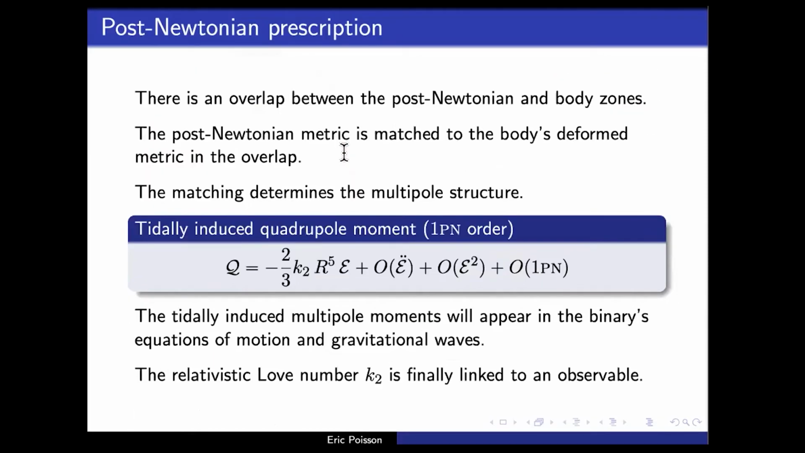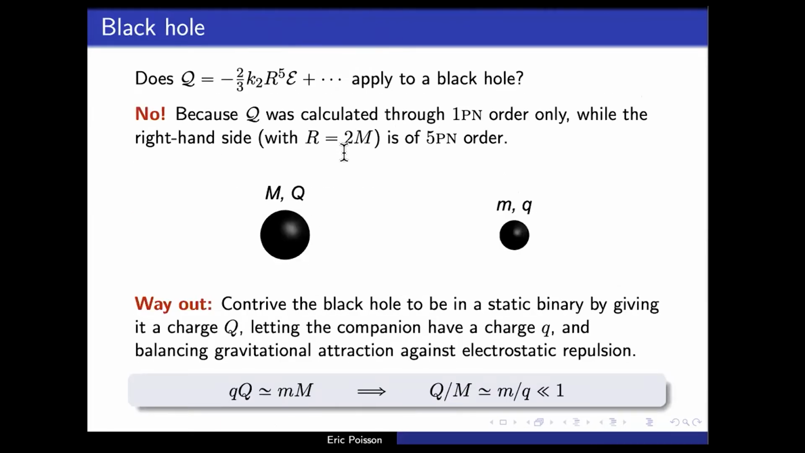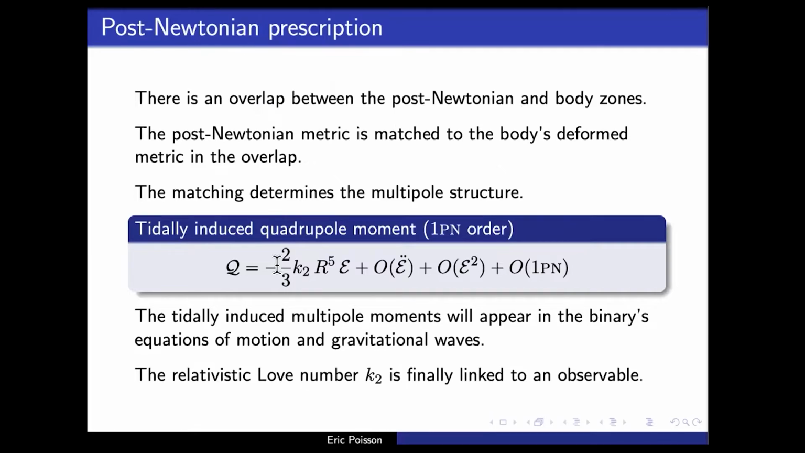Okay, thank you. I'm slowly running out of time, so I think the rest of the story will be fairly quick. I worked this out to 1PN order, and I was very proud of myself, and I could reveal the relationship between a fully GR calculated Love number for a neutron star and the tidally induced quadrupole moment for that neutron star. Now, can I just go ahead and take this to a black hole and say that, well, k2 is 0 for a black hole, therefore this is 0 for a black hole? And the answer is that I can't.